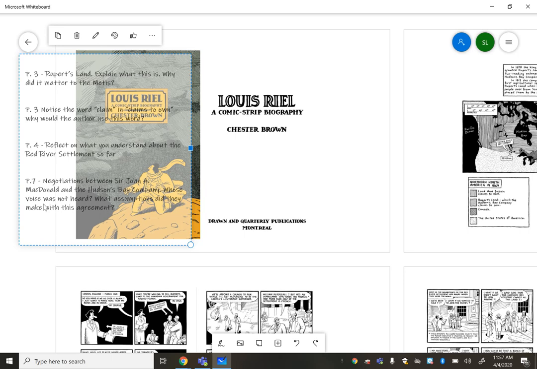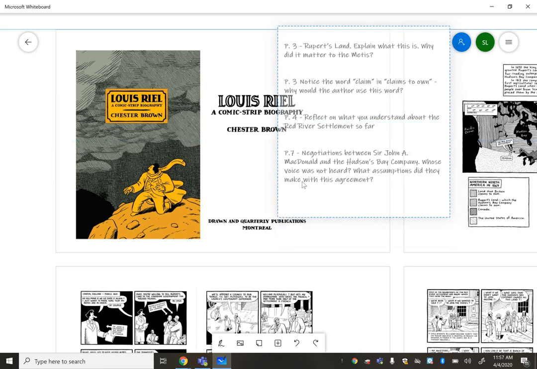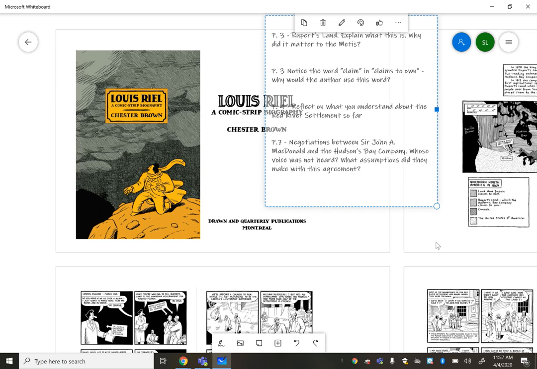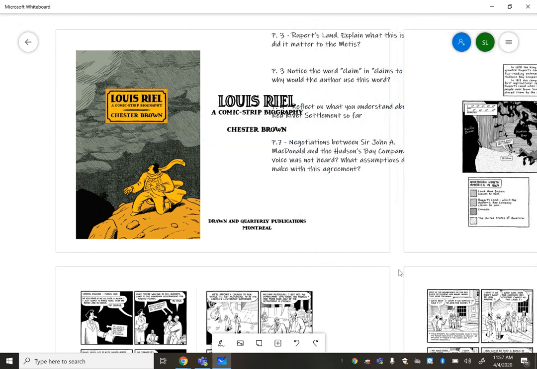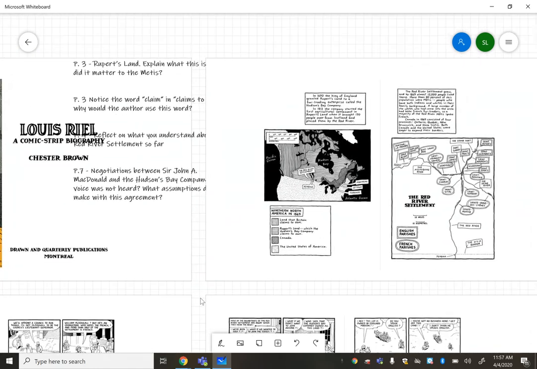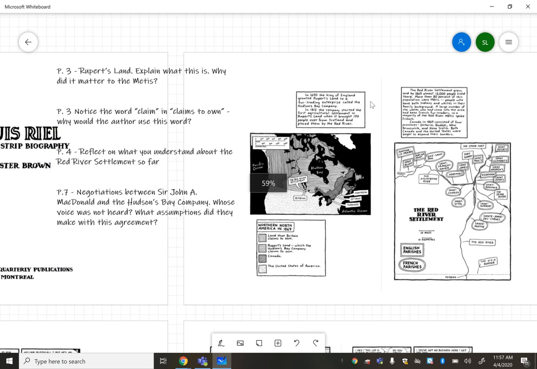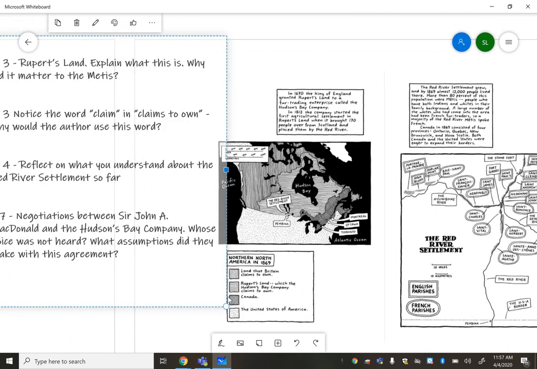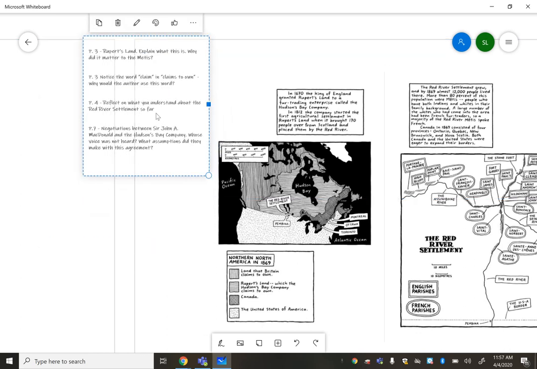I know that on page 3, I've got a question about Rupert's Land. Explain what this is. Why did it matter to the Métis? All right, so let's turn to page 3. And then I'm going to just make this text bigger so that we're able to see it. All right, so here are my questions.